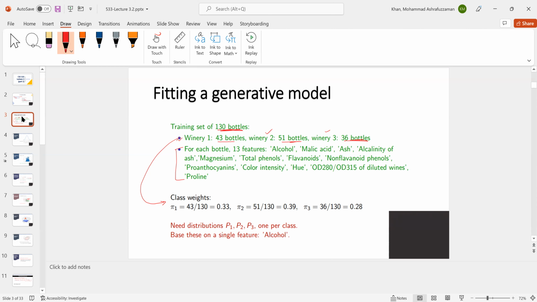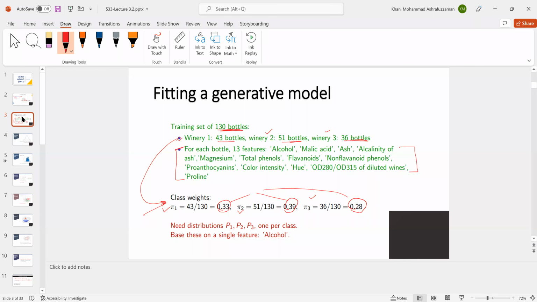In that case, because we have no data for the new bottle, the only information we have is the prior probability. That means if we don't know anything, and we get a new bottle, with probability 0.33 we'll say that it came from winery 1. With probability 0.39, we'll say that it came from winery 2. Or with probability 0.28, we'll say that it came from winery 3. Of course, we will not just state those probabilities. Maybe we'll use these probabilities to somehow classify it, but that will be our only information. That's why they are called prior or class weights.